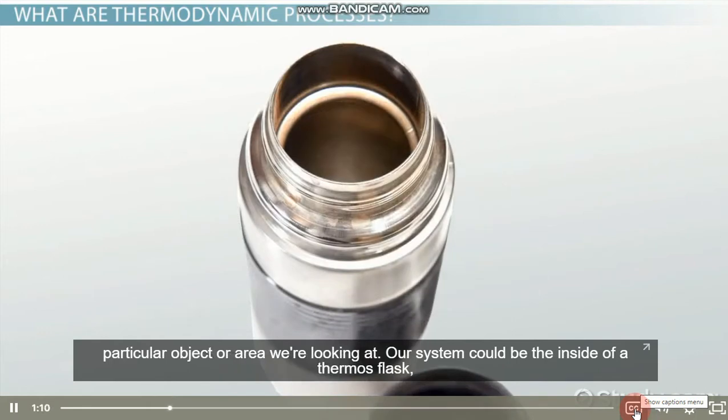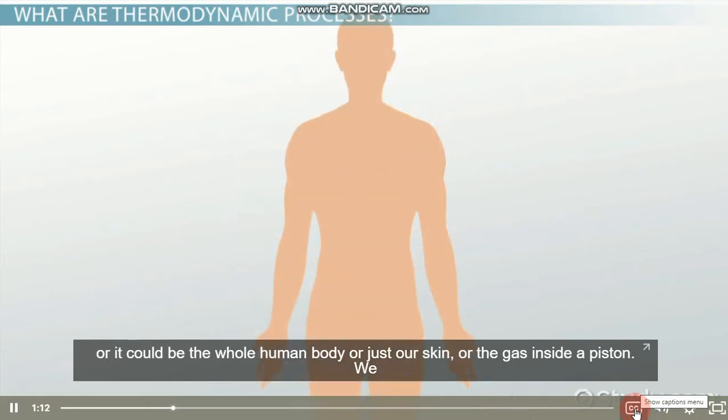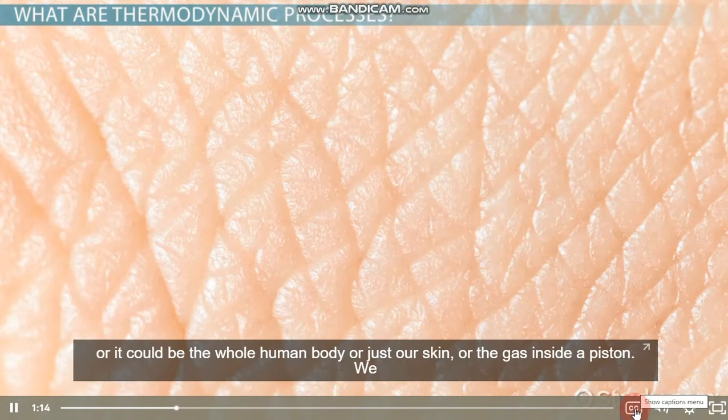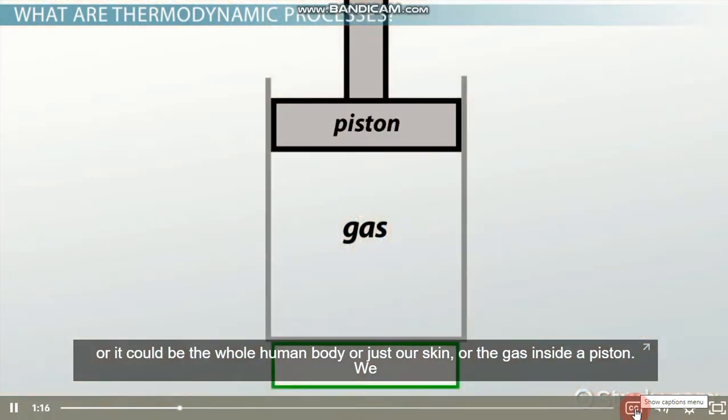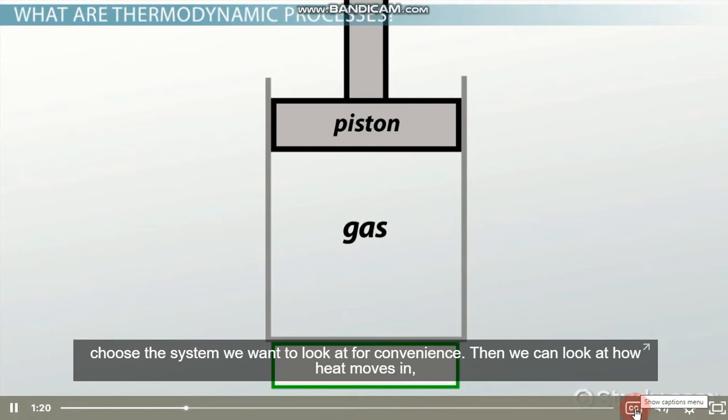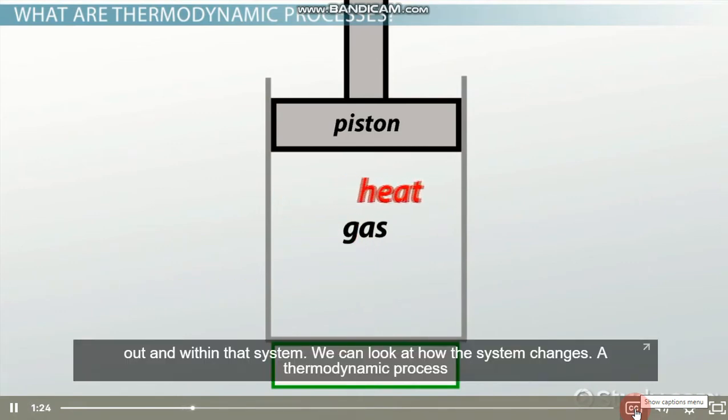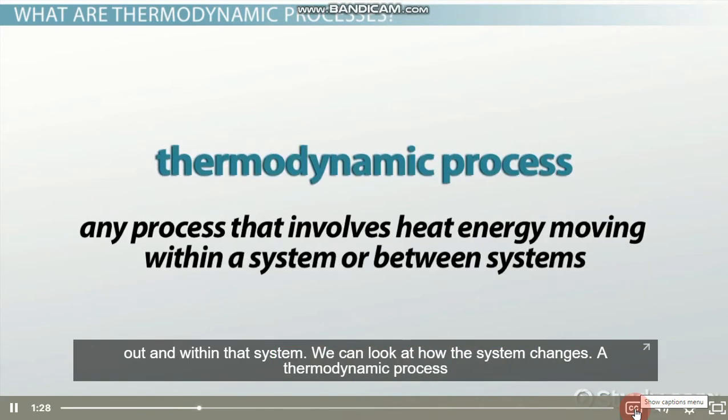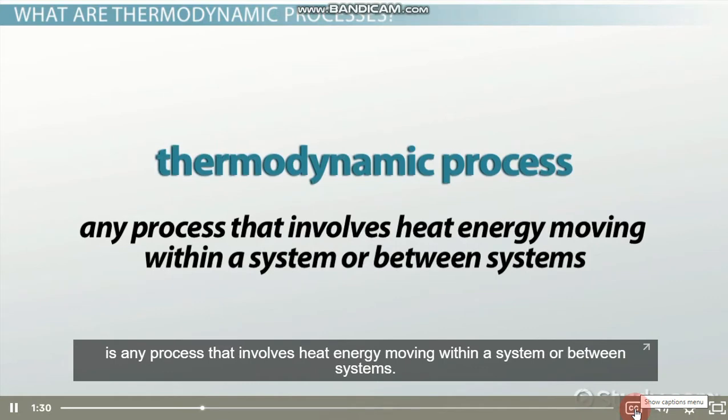Our system could be the inside of a thermos flask, or it could be the whole human body, or just our skin, or the gas inside a piston. We choose the system we want to look at for convenience. Then we can look at how heat moves in, out, and within that system. We can look at how the system changes. A thermodynamic process is any process that involves heat energy moving within a system or between systems.